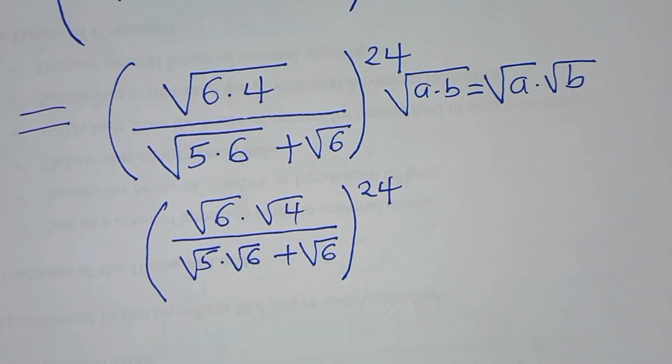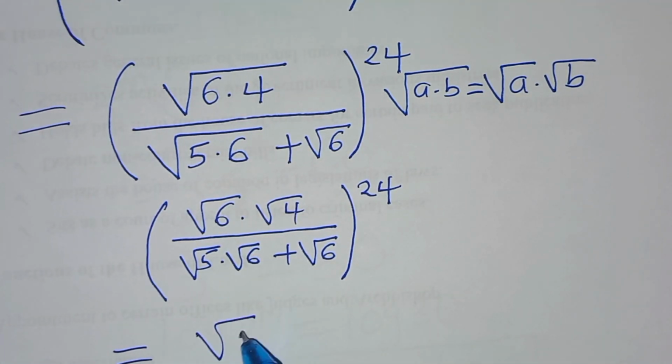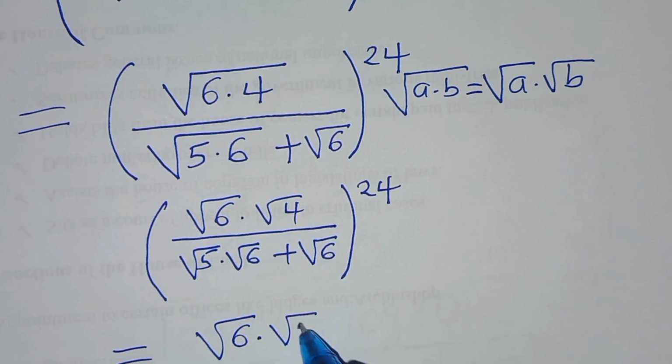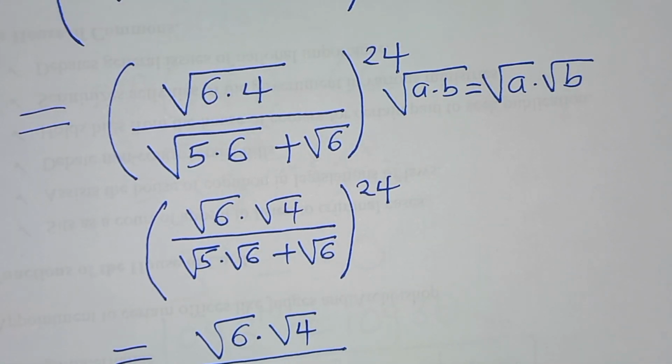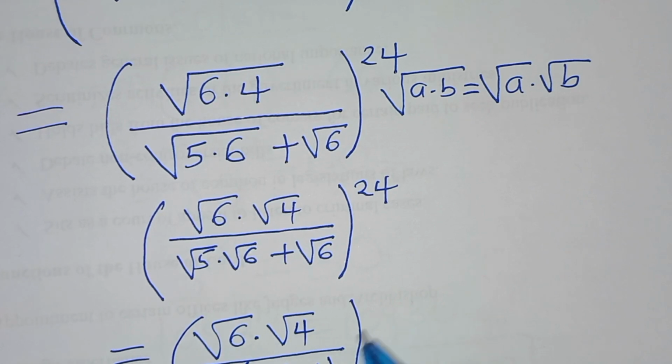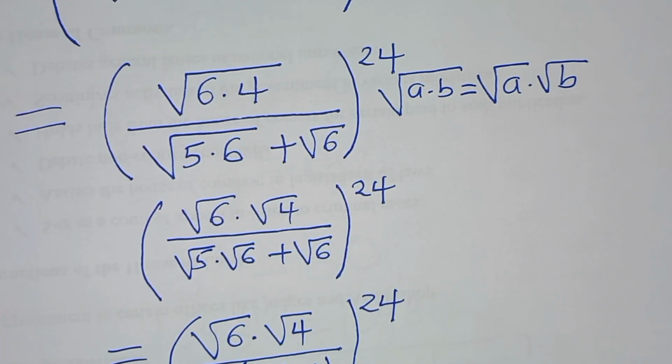The next step, we have square root of 6 in the numerator multiplied by square root of 4. In the denominator, square root of 6 is common, so we can factor out square root of 6, and inside the bracket we have square root of 5 plus 1, but all this raised to power 24.